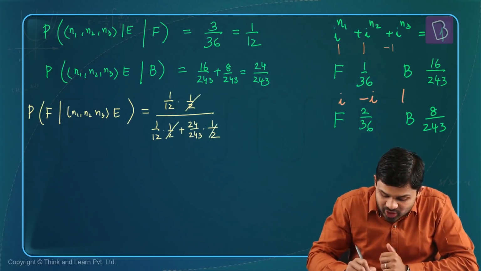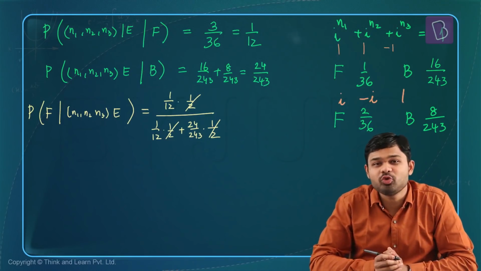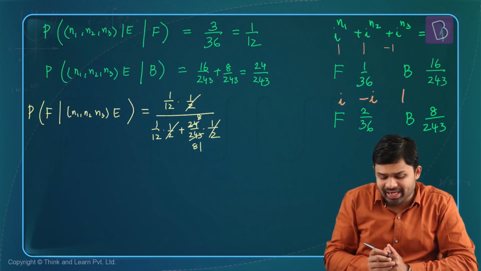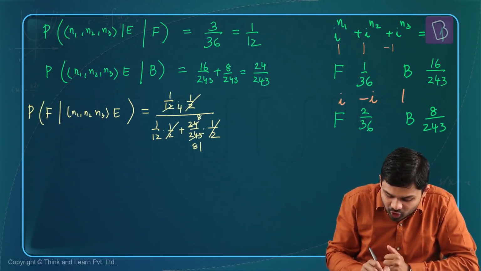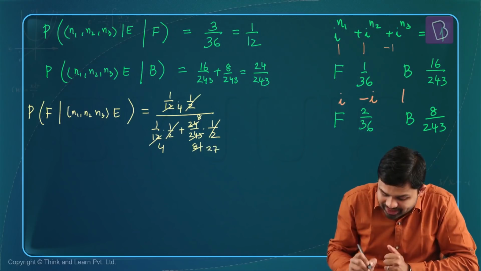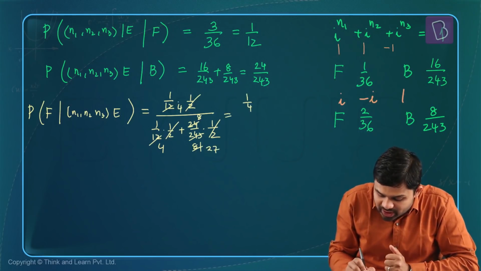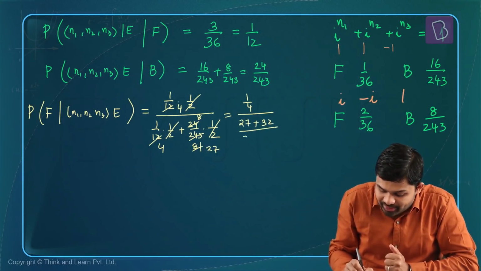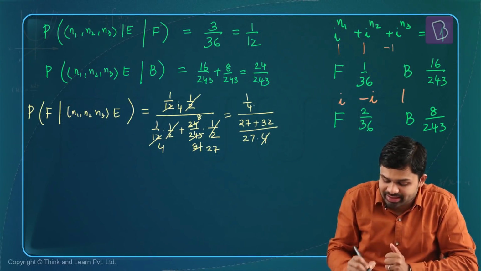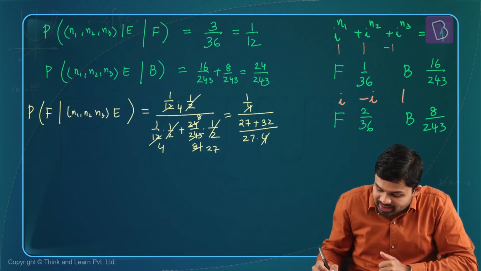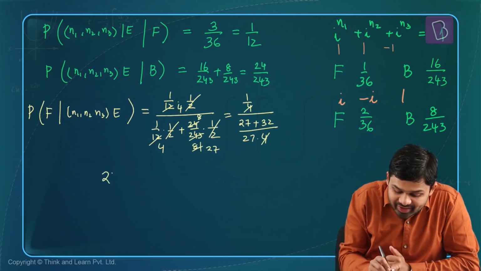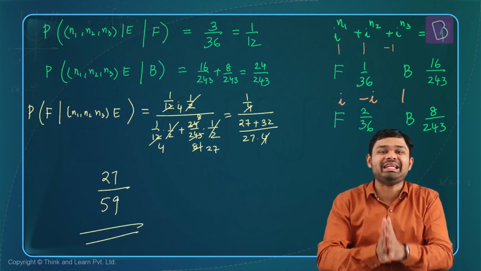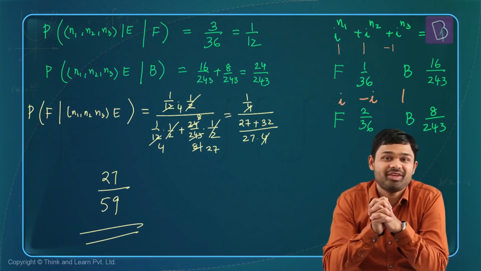Okay, so now all my 1 by 2s are going to cancel out. 24 by 243 can be simplified as 8 over 81. And now we can cancel out a 3 from here. You get 1/4 divided by 27 plus 32 divided by 27 into 4. The 4s will cancel out, and eventually you will get an answer which is nothing but 27 divided by 59. So the correct answer to this rather very lengthy and convoluted question is 27 over 59.